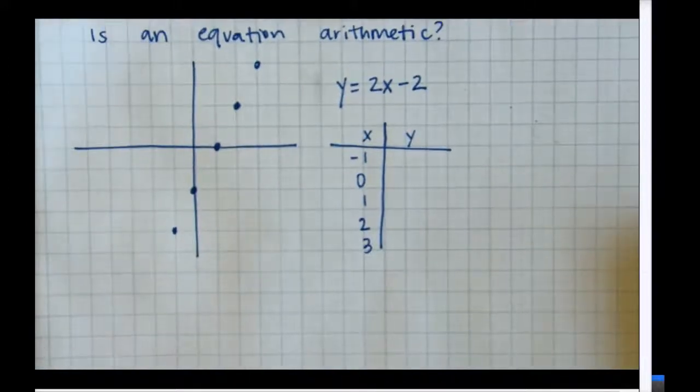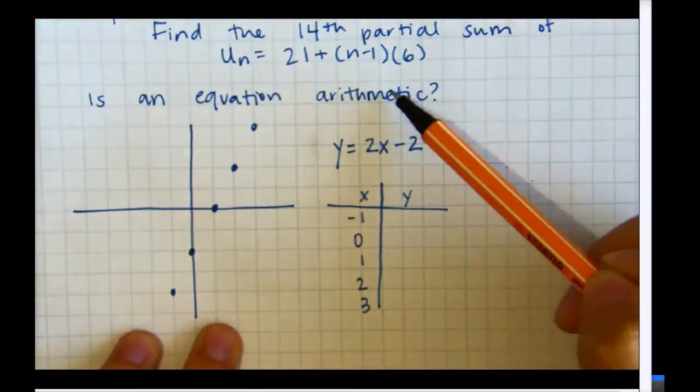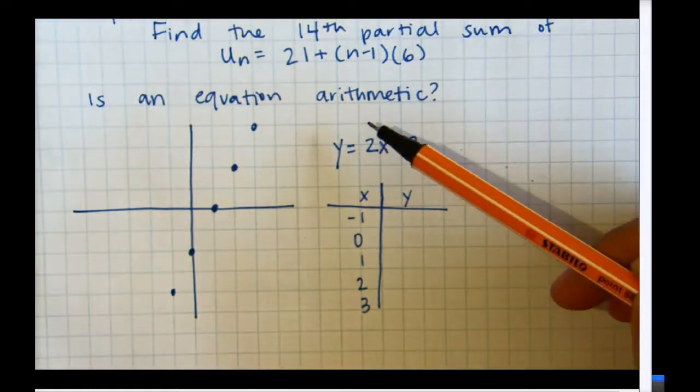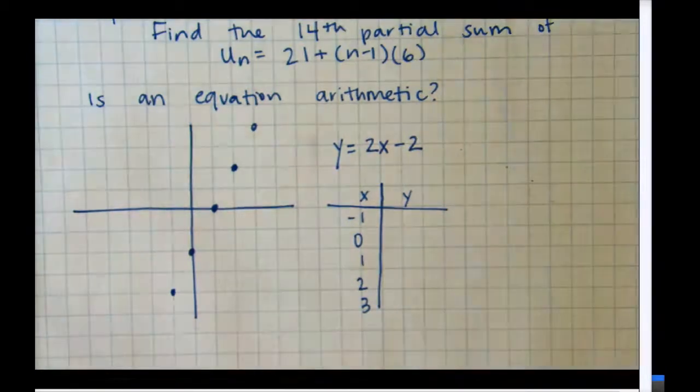Okay, so here's your next piece. Sometimes I will not give you your sequence in the explicit form like I did with this problem and with the problem before that. In which case you need to figure out, is my equation arithmetic versus geometric? You need to figure out, what am I doing to go from term to term?